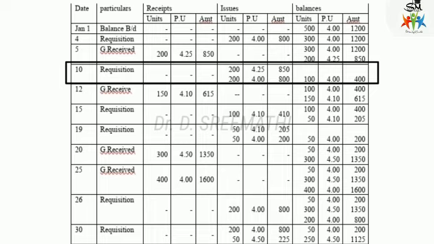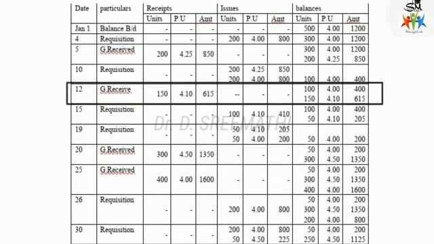On the requisition slip, it is 400 units totally. So what we have to do? We have to take first this 4 rupees 25 paise. So 200 units, 850, 4 rupees 25 paise per unit, and then the balance 200 we have to take from the 300 in the balance. So here 200, 4 rupees per unit, so 800. So balance is only 100 units, at 4 rupees per unit. So 400 is the balance.